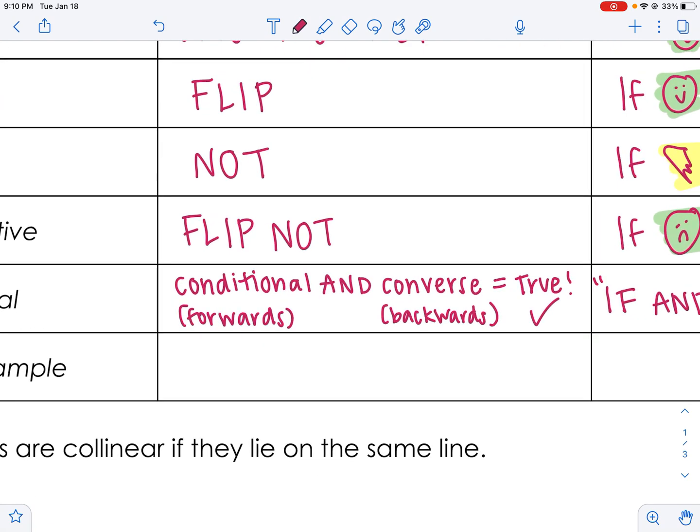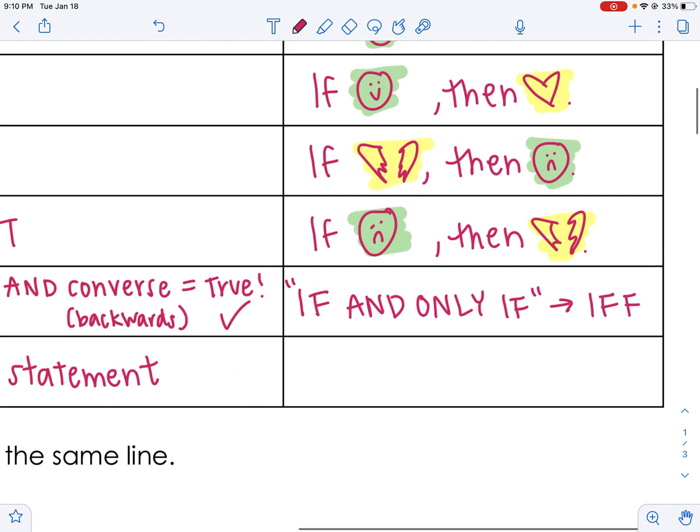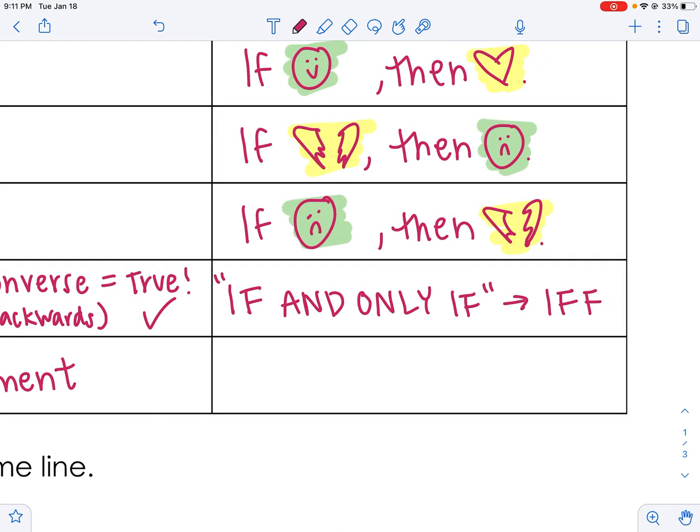So a counterexample would be something that disproves your statement. But it has to meet the conditions whenever it disproves it. So for example, if it's raining, then I'm going to wear rain boots. Well, a counterexample would be if it's raining, but I'm not wearing rain boots. That's your counterexample. So you can't say, oh, well, you're wearing tennis shoes on a day where it's sunny. That doesn't disprove anything because it's not raining.